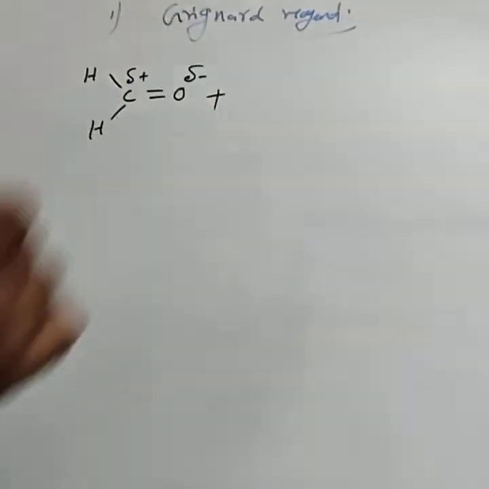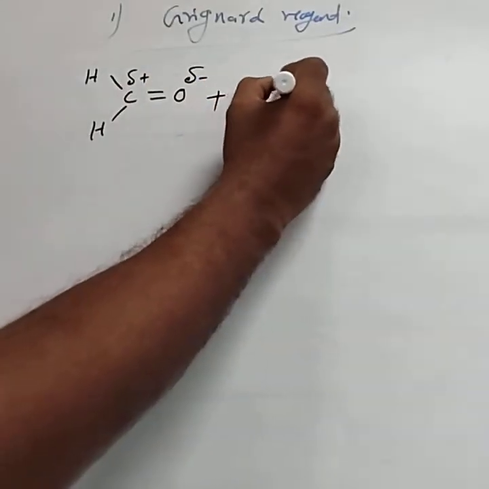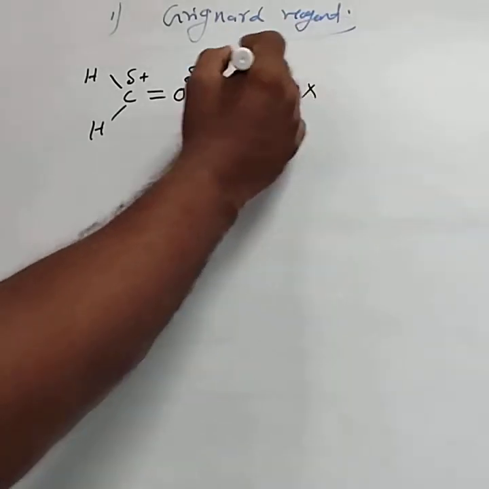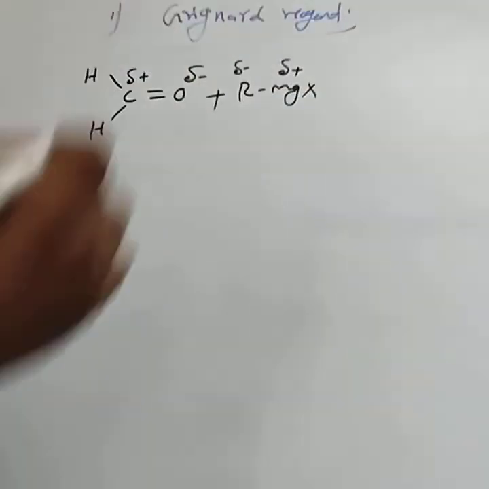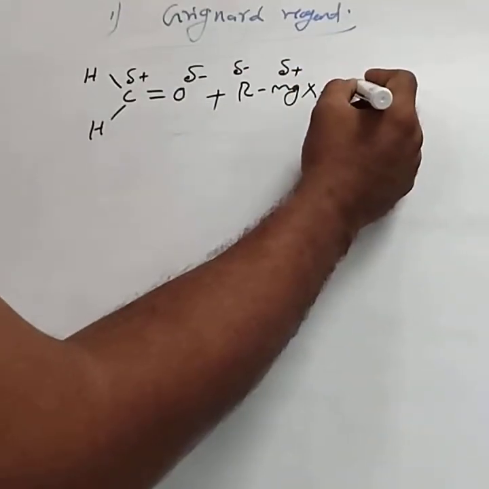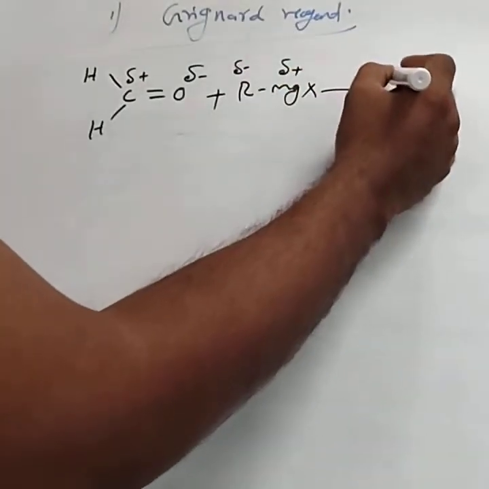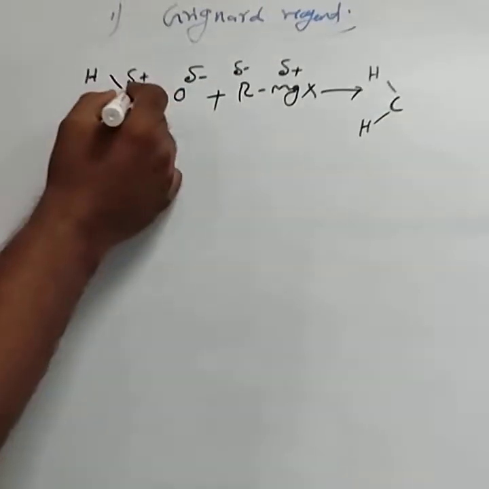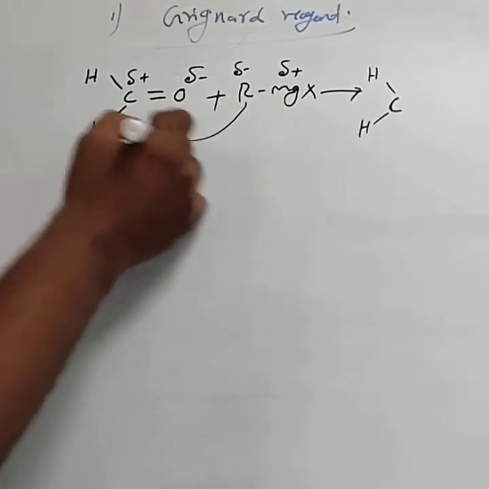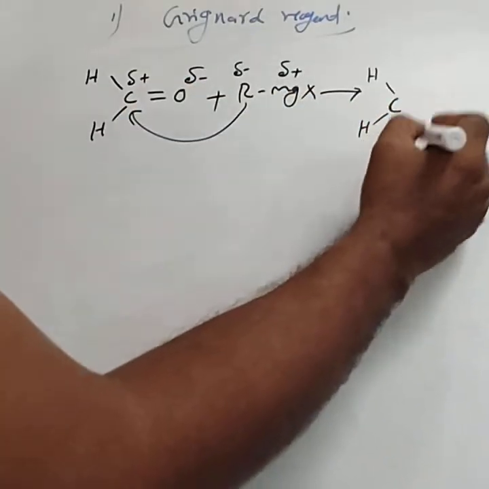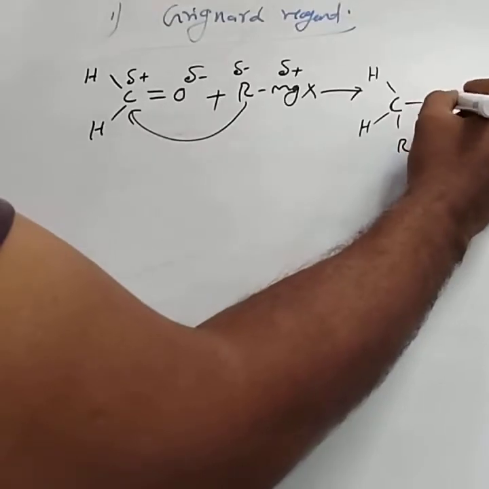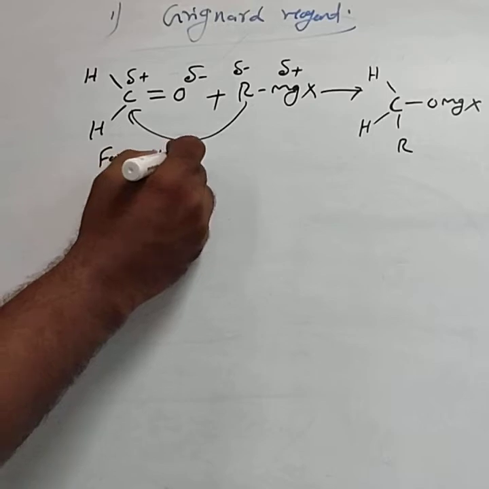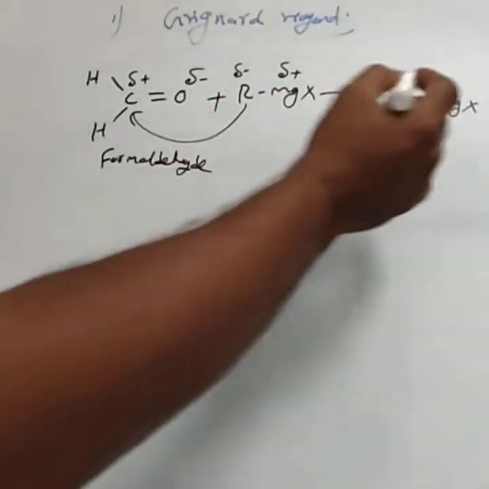We know the formula of the Grignard reagent is RMgX. Here R carries the delta minus, and magnesium, being electropositive, carries the delta plus. You can write the intermediate. The intermediate is H-CH, where to this carbon atom the R gets added, and to the O, MgX gets added. This is formaldehyde, and this is the intermediate.